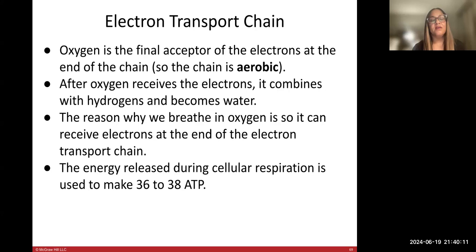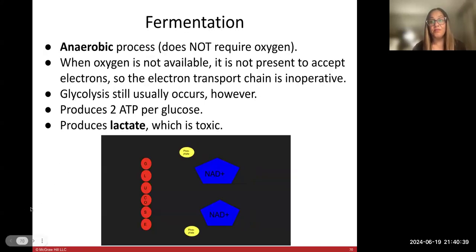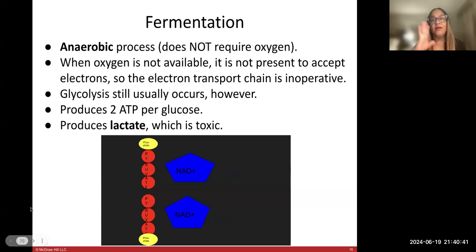oxygen is needed. After oxygen receives the electrons, it combines with hydrogens and becomes water. The reason why we breathe oxygen is so that it can receive electrons at the end of the electron transport chain. The energy released during cellular respiration is used to make 36 to 38 ATP molecules. And we do this with every single breath we take, and our cells are constantly going through this entire process, because our body needs energy for everything it does.